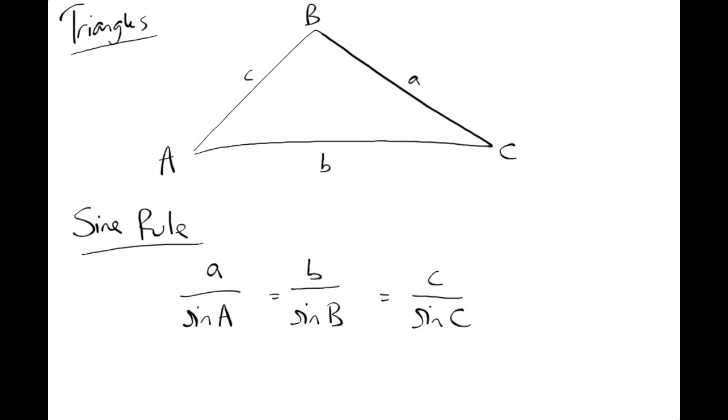We're only ever going to use two of them at once. So normally you would cover one of them up. So you've either got a over sine A equals b over sine B, a over sine A equals c over sine C, or b over sine B equals c over sine C. So you'd only ever use two of the three in any one go. It's a little bit easier when you're working out the sides to use the version with the side on the top, or if your unknown is the angle, use the version with the angle on the top. It saves you one line of working out.